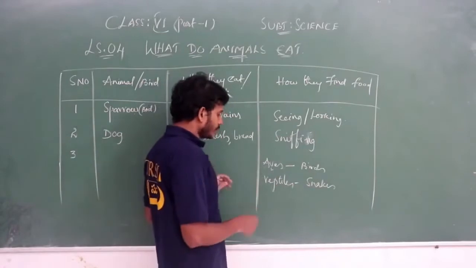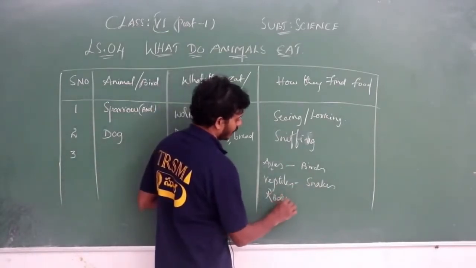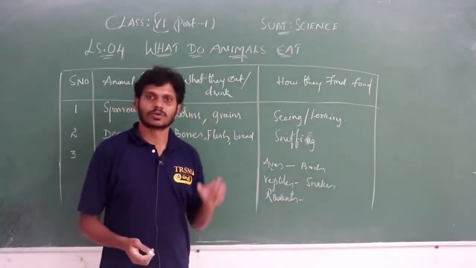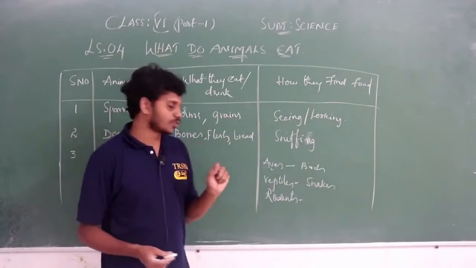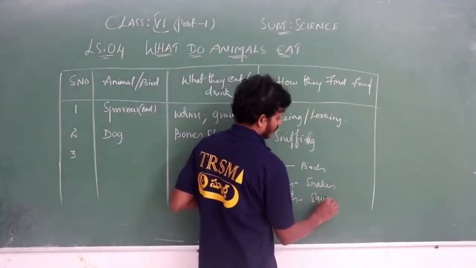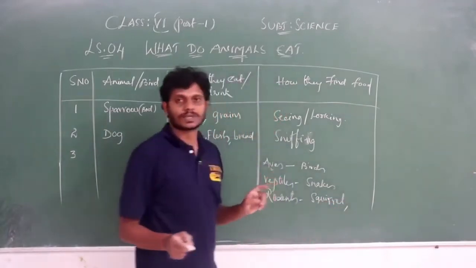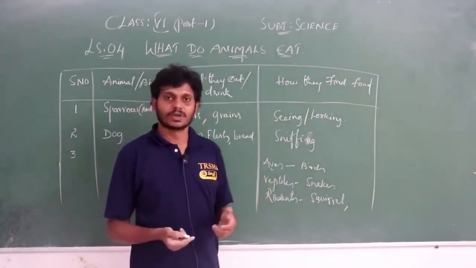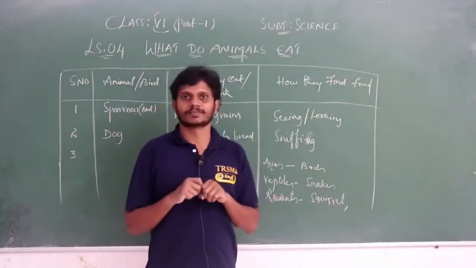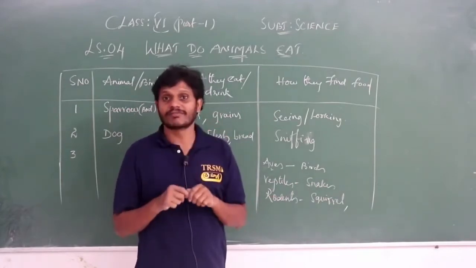Next, the other one is rodents, R-O-D-E-N-T-S. Do you know what we mean by rodents? Rodents means, like squirrel. Squirrel comes under rodents, and also rat and mice. All those come under rodents only. They bite their food with the front teeth.